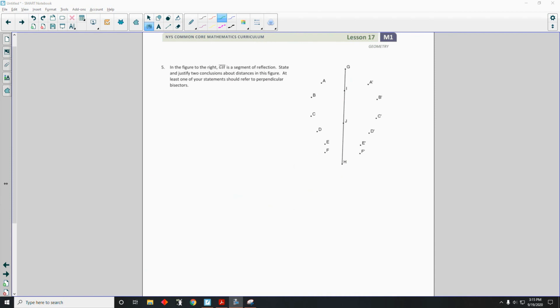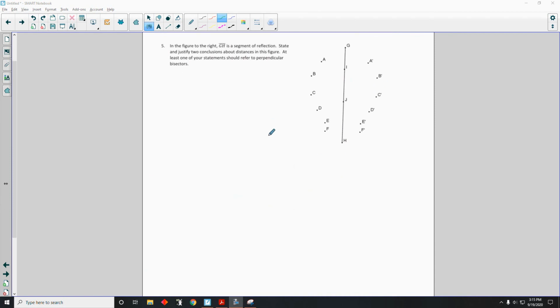Page 5 brings us to question 5, and it says, in the figure to the right, segment GH is a line of reflection. State and justify two conditions about distances in this figure. At least one of your statements should refer to perpendicular bisectors. So here could be one statement. It says each point and its reflected image are the same distance from the line of reflection.